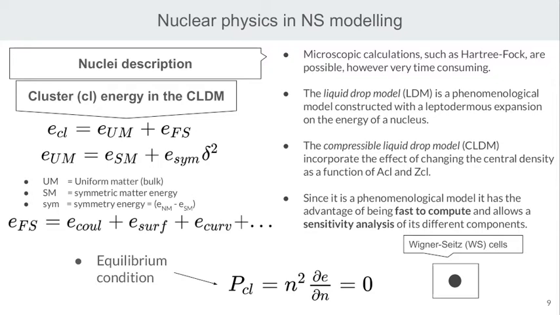And an important point is that we need an equilibrium condition. So in this CLDM, where we incorporated the fact of changing the density, it is fixed by this condition, that the cluster is at equilibrium, the pressure is equal to 0, therefore the nucleus does not collapse or expand, it stays still, and the density of the nucleus is given by this condition here, that the pressure of the nucleus is equal to 0.